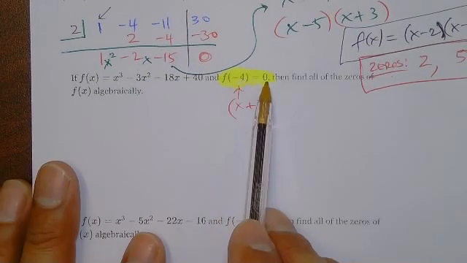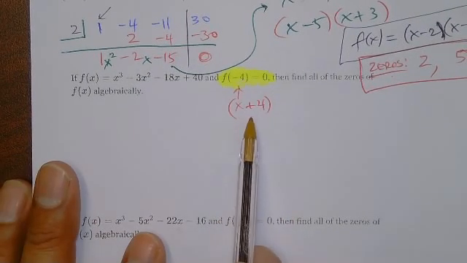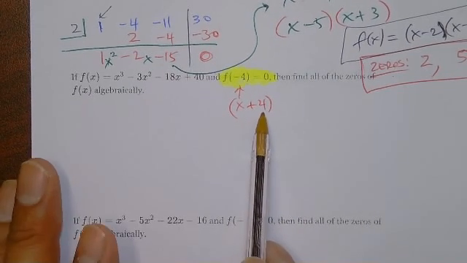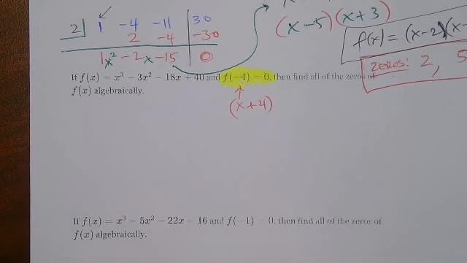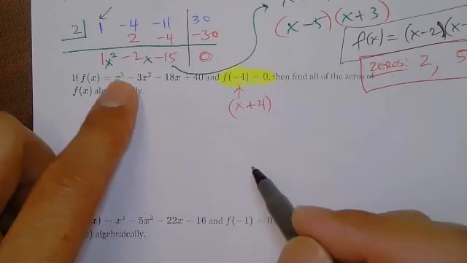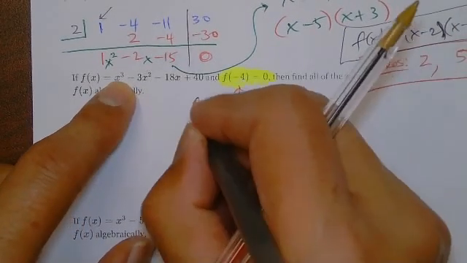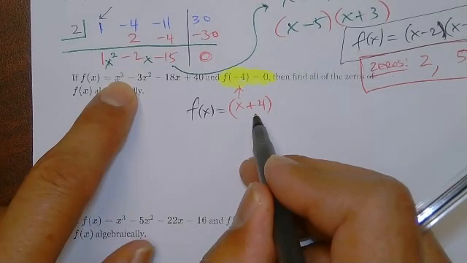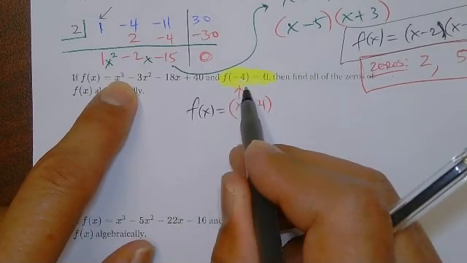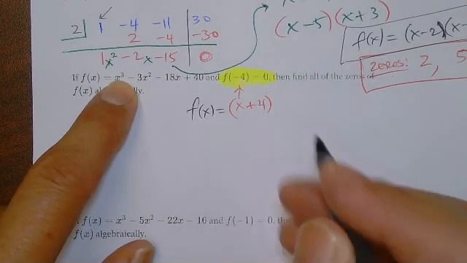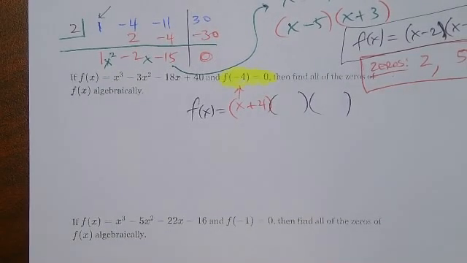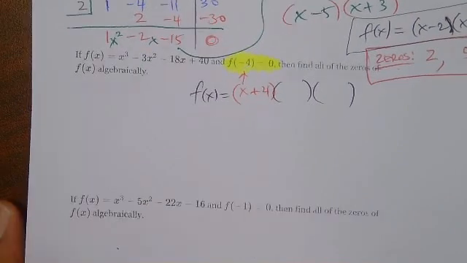This is just another fancy, tricky way for them to tell you the same information. They're telling you that negative 4 is the 0, because it equals 0. But that means the factor is x plus 4. Remember that? So what do I got from here? Again, they're all going to be cubed, by the way. So I know that f of x has x plus 4 as one of the factors. This is another way for them to tell you that. So then your job is to find the other two, right?